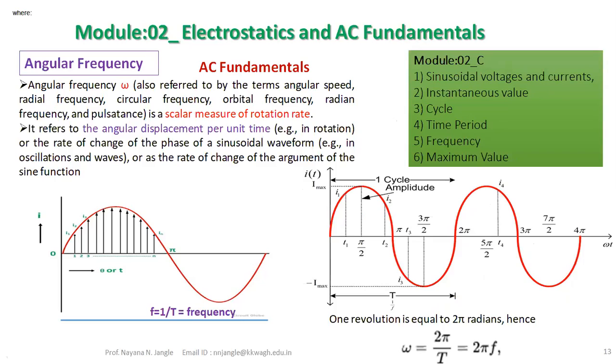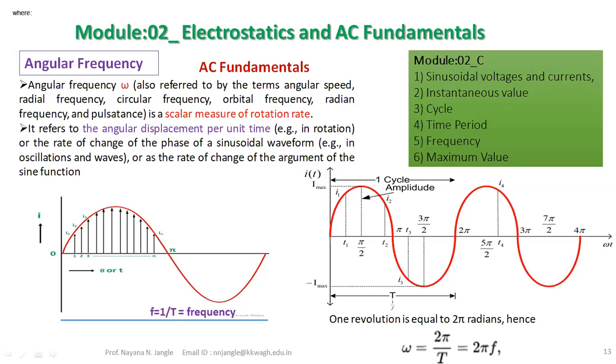Now, what is angular frequency? Angular frequency is denoted by omega. It is also referred to by the terms angular speed, radial frequency, circular frequency, and orbital frequency. Angular frequency is a scalar measure of rotation rate. It refers to the angular displacement per unit time, for example in rotation, or the rate of change of phase of a sinusoidal waveform, or in oscillations or waves, or as the rate of change of the argument of the sine function.